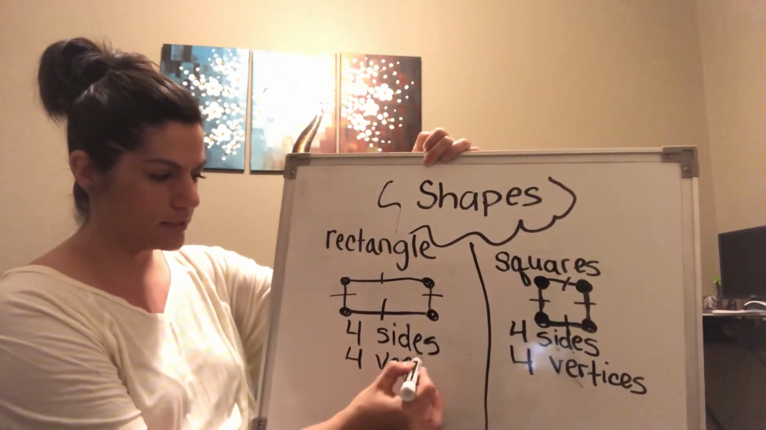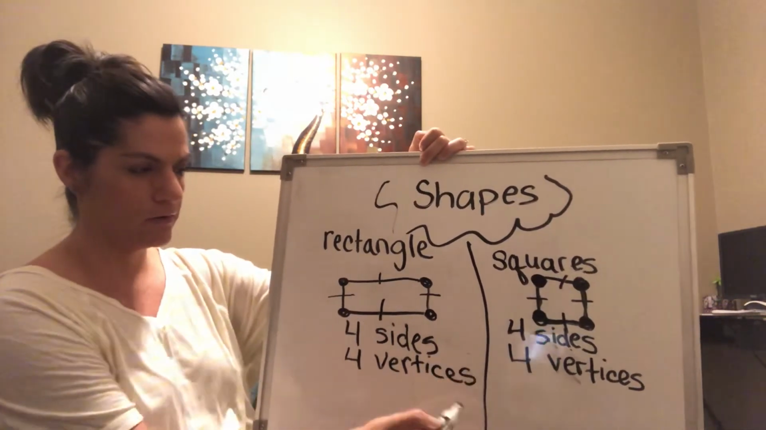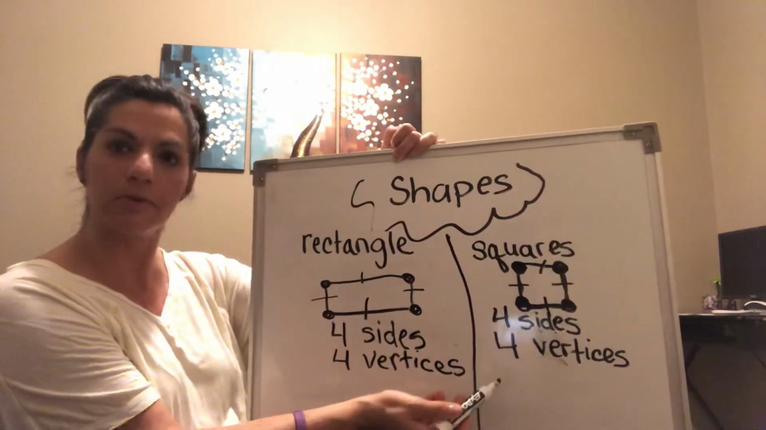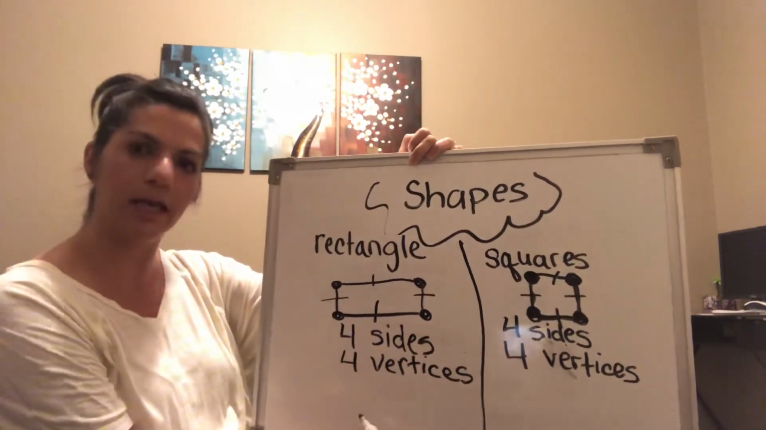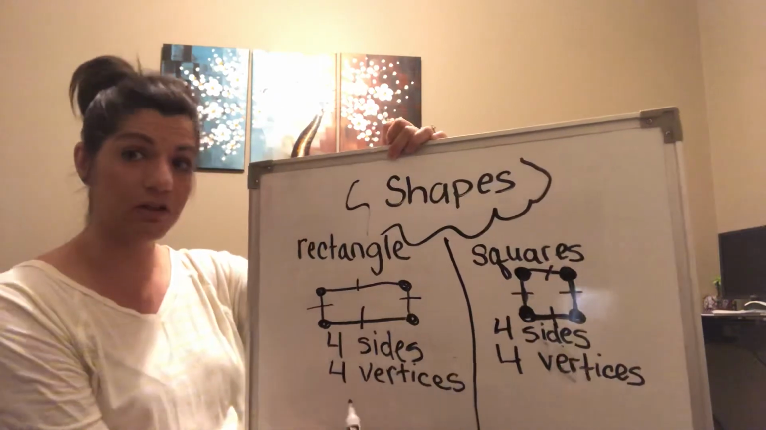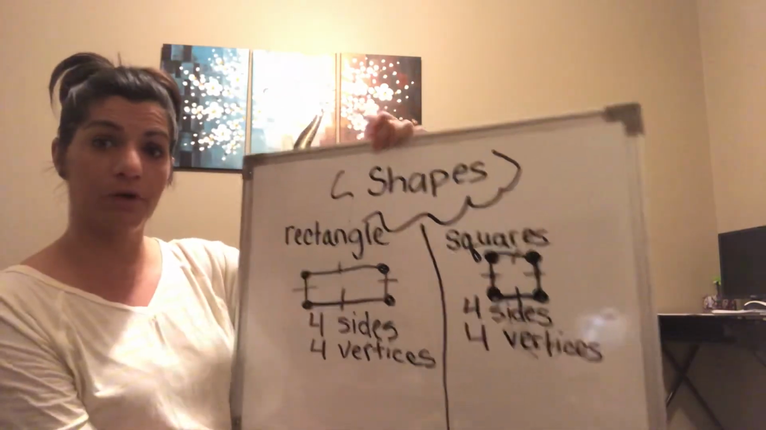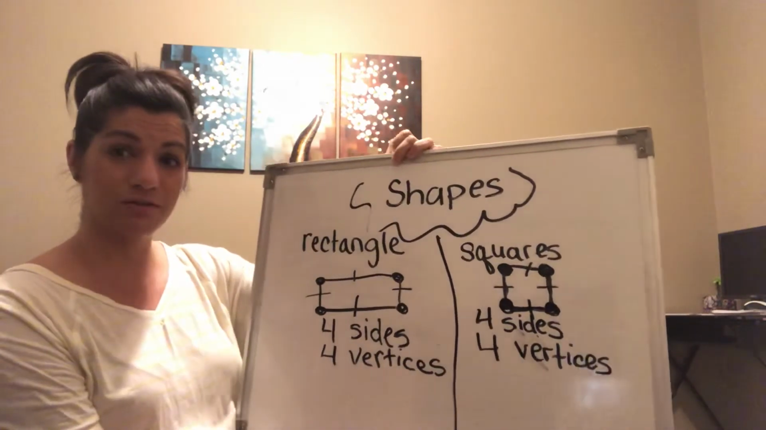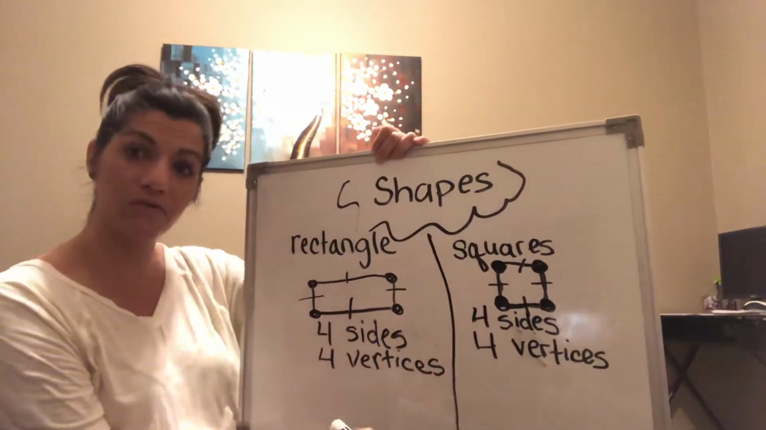So 4 sides and 4 vertices, that sounds familiar. Oh wait, that's what we said about the square. The square has 4 sides and 4 vertices, so does the rectangle. So boys and girls, they're similar. Remember that word similar when we do reading and we do comparing. Similar means there are things that are going to be the same about them. They both have 4 sides, they both have 4 vertices.